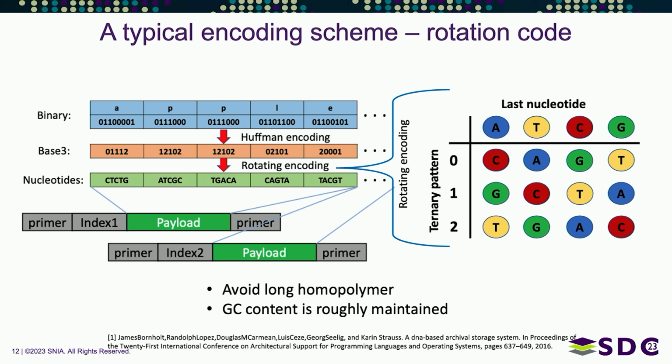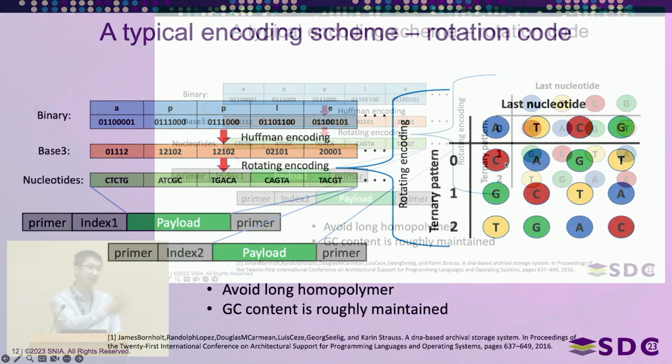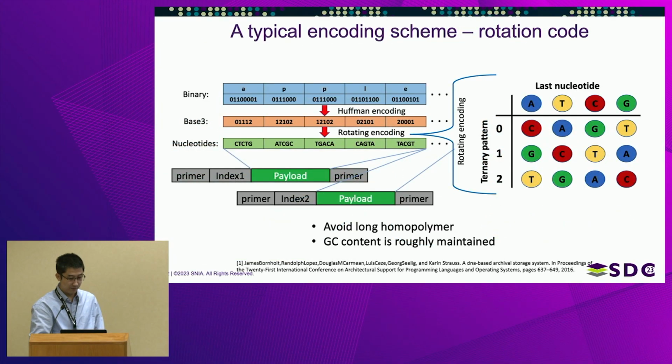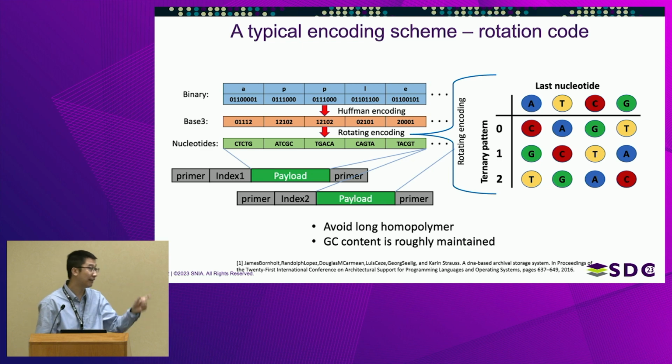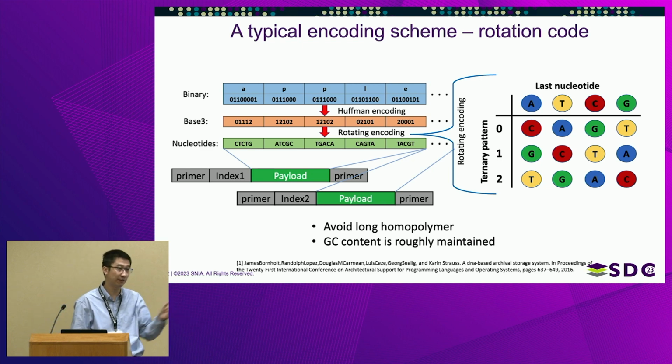into nucleotides. The key idea of the rotation code, let me give you one example. If the current ternary digit is 0, and the last nucleotide is A, then we just encode 0 as C. So it's totally based on the previous nucleotide and the current base 3 ternary digit. The reason people want to use the rotation code is that it avoids long homopolymers, because based on the rotation, we don't have any consecutive identical nucleotides in this type of encoding.